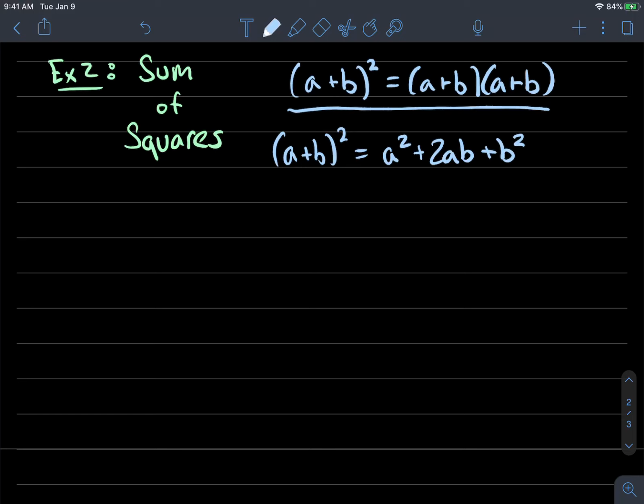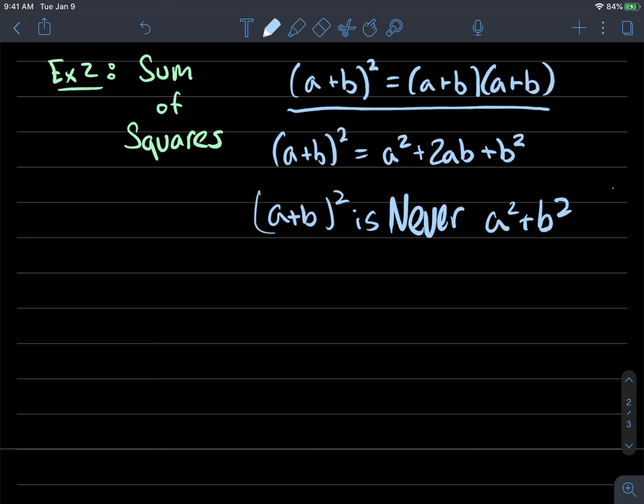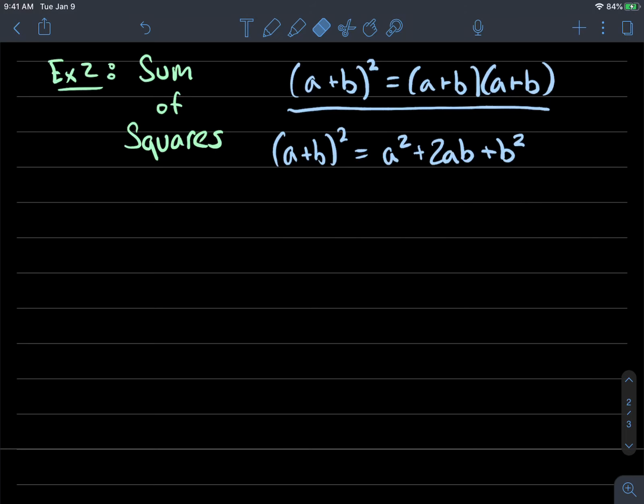All right, it's not this. Never write this. (a plus b) squared is never a squared plus b squared. That would be wrong. It's never that. Don't write that. If you write that, I'm going to be so disappointed in you guys, and girls. But we're going to get this, so ignore that. Get that out of your head.